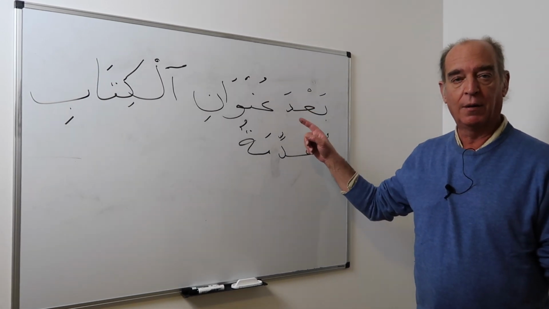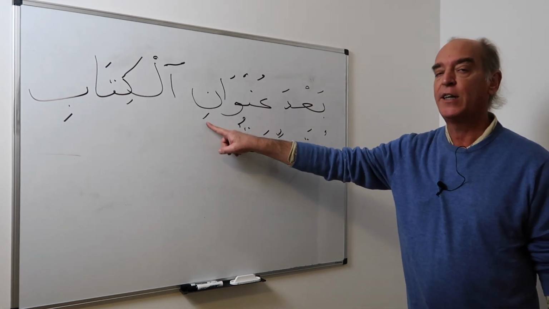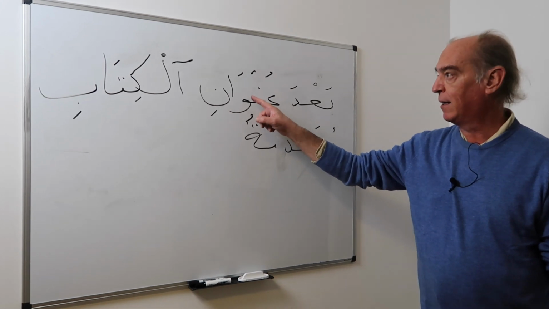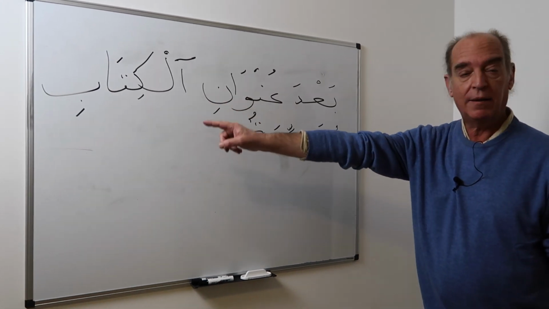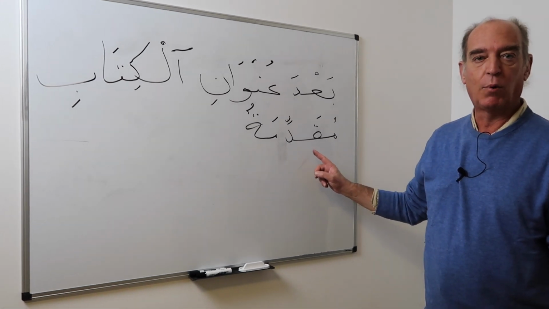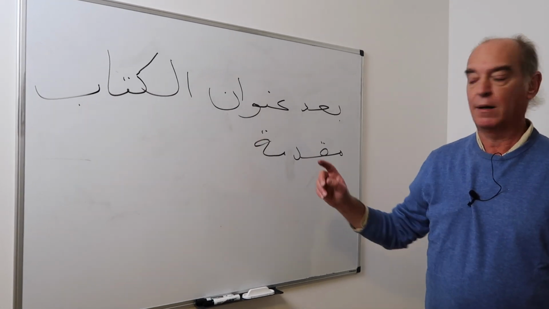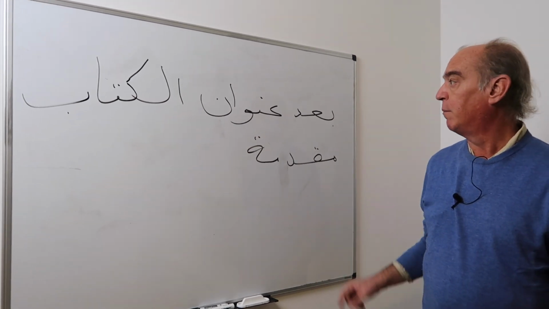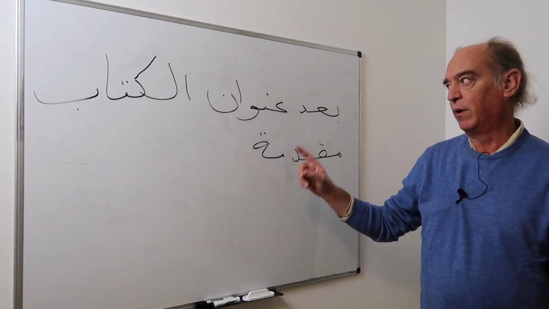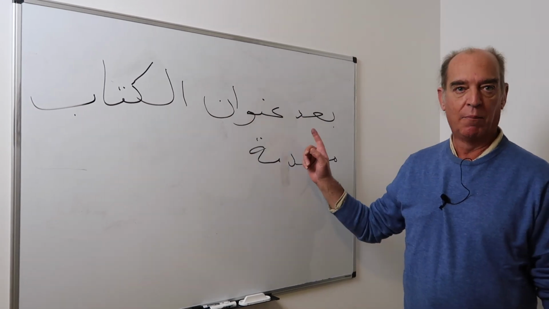It's a preposition, and like all prepositions in Arabic, it has to take the genitive case. So after the title of the book, there is, as a nominal sentence, مقدمة, an introduction. This is the normal way in which we'll find this phrase, بعد عنوان الكتاب مقدمة, without vowels.